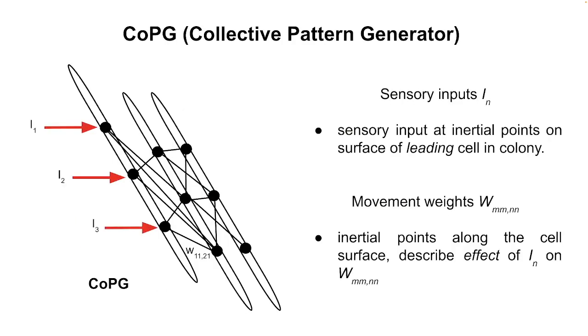So our sensory inputs are I sub n. These can be varied. I just put 3 here as an example. These are sensory inputs at inertial points on a surface of the leading cell. Then we have movement weights. So the movement weights are these weights of interaction.